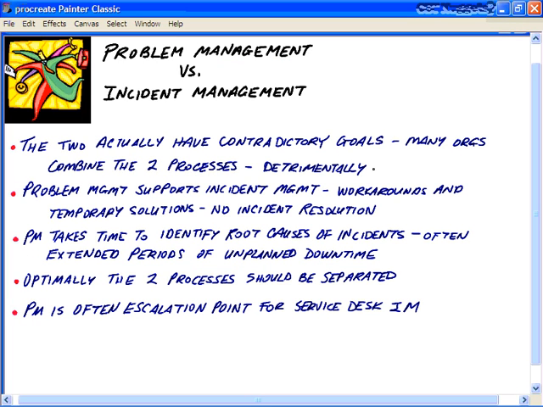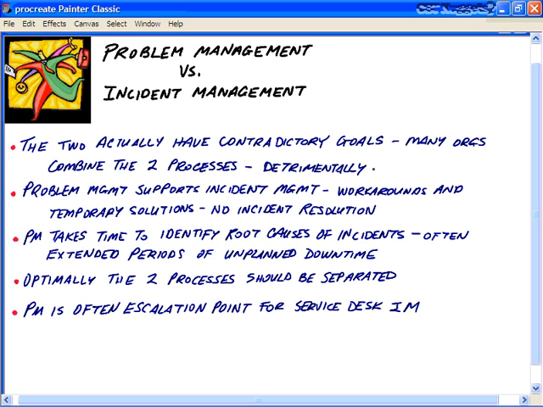Next, we want to look at problem management versus incident management. It's a key differentiation. And I want to first talk about something I mentioned earlier when I said that problem management and incident management really have 2 contradictory goals in mind. I mean, think about it. With incident management at the service desk, what we really want to do is find a quick fix or workaround or quick solution to get that user or customer back up and running and back doing their thing as quickly as possible.